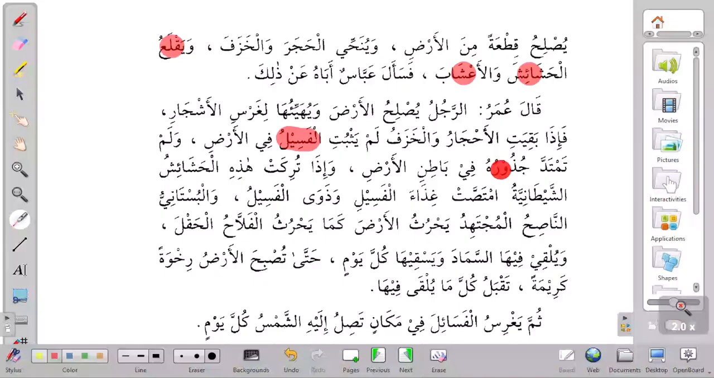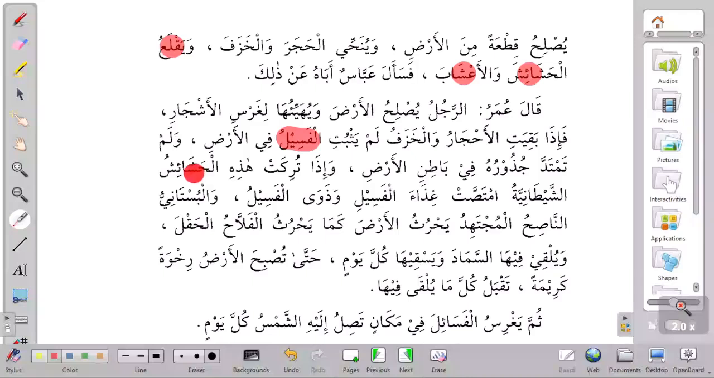So juzur is the roots. The roots will not be extended, imtadda yamtaddu, to be extended, for something to get extended. It will stretch fi batin al-ard, deep in the earth. So if those stones are not removed, the juzur, the roots of the tree, will not spread, or it won't extend deep into the earth. And so the tree will not be firm. Any small wind, it will fall.